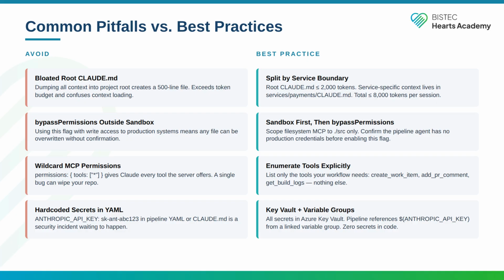The fourth pitfall is hard-coding secrets in pipeline YAML or CLAUDE.md files. Even a secret committed and then removed from the code base remains in Git history and is retrievable. The best practice is Azure Key Vault plus variable groups. Secrets live only in Key Vault. Pipeline references use variable name syntax, and no secret value ever appears in committed files.